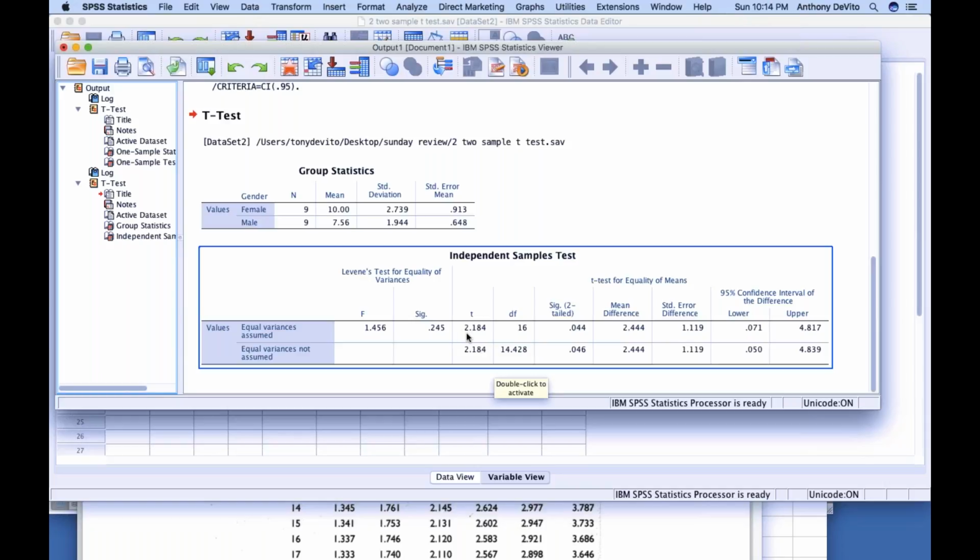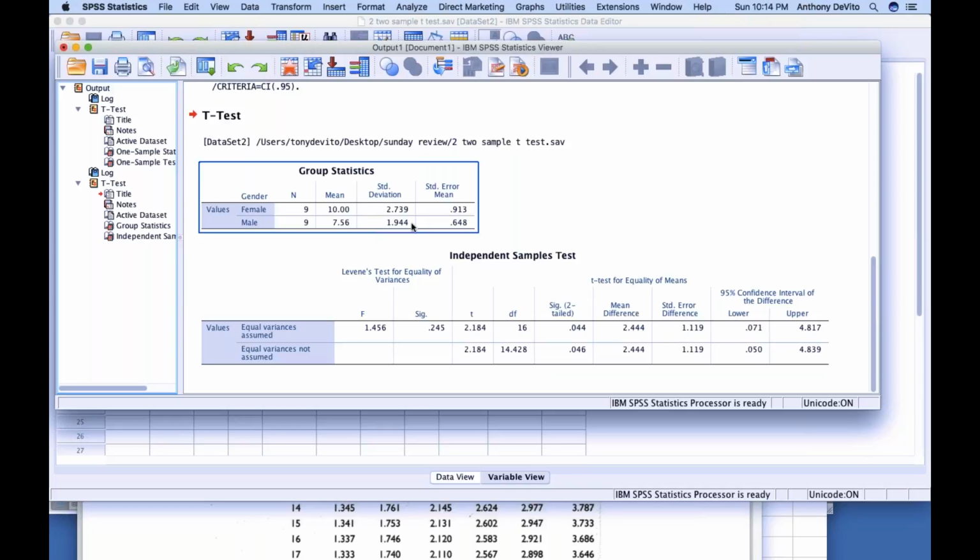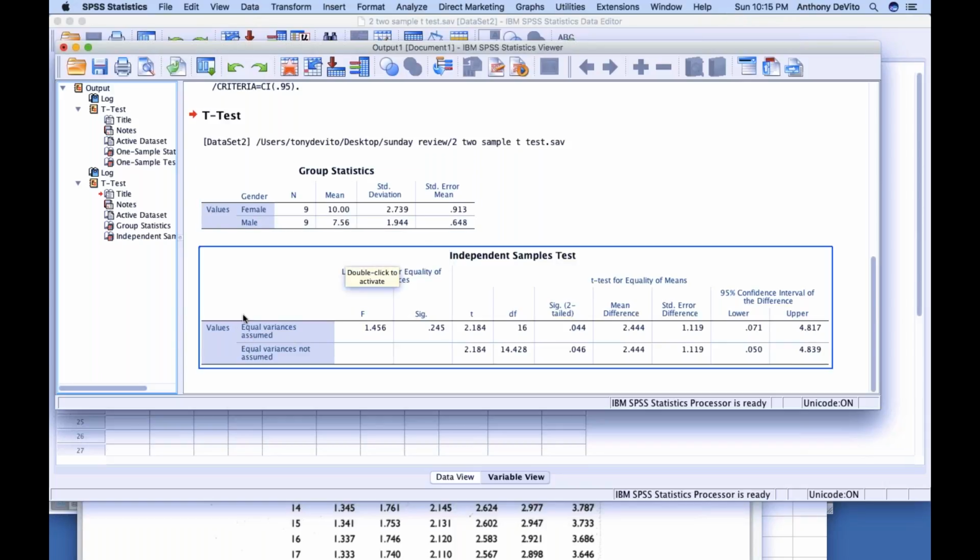Okay, so now I have to decide, well, which of these 2 tests do I use, the top line or the bottom line? Well, remember what our rule was for standard deviations. If one standard deviation is more than double the other, we assume them to be unequal. If they're not double, then we assume that they're equal. That's a general rule. Well, 1.9 versus 2.7, one's not double the other, right? One's about 35% more than the other, but it's not double. So I would assume equal variances, which is the top line result.